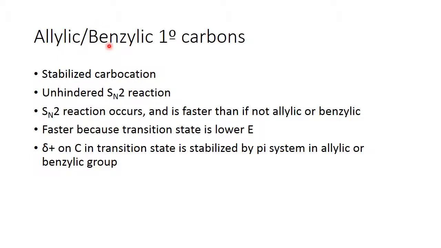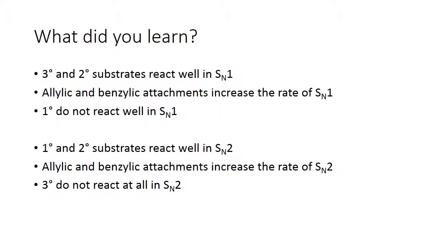Allylic and benzylic primary carbons are stabilized when they're carbocations, and they're unhindered in an SN2 reaction. When an SN2 reaction occurs and it has an allylic or benzylic group adjacent to that carbon, it's faster than if it were not allylic or benzylic. The reason is that the transition state is stabilized by the pi system. The delta positive that arises in the transition state on that carbon is stabilized by the pi system, lowering the transition state energy.